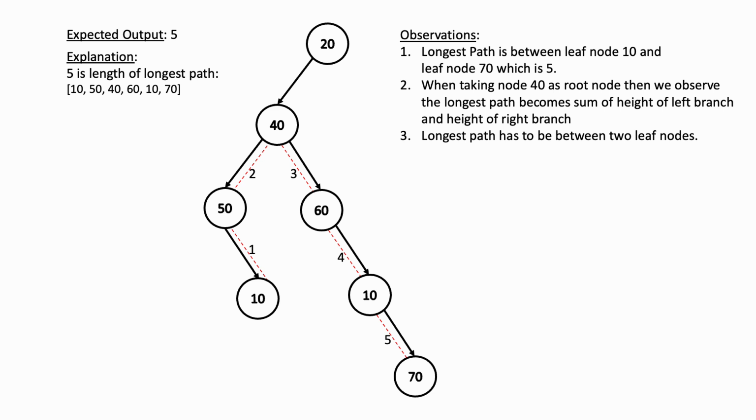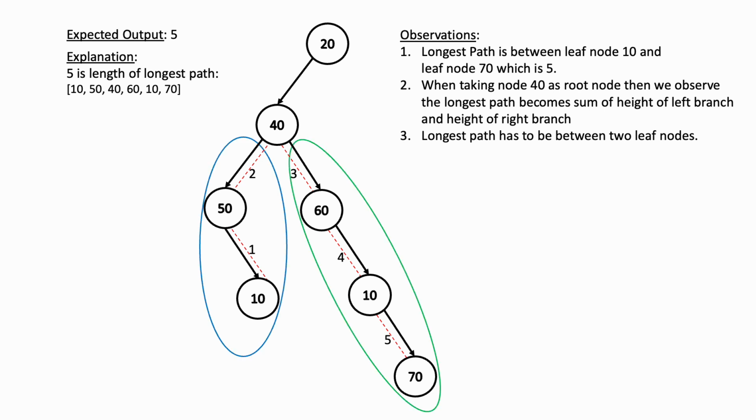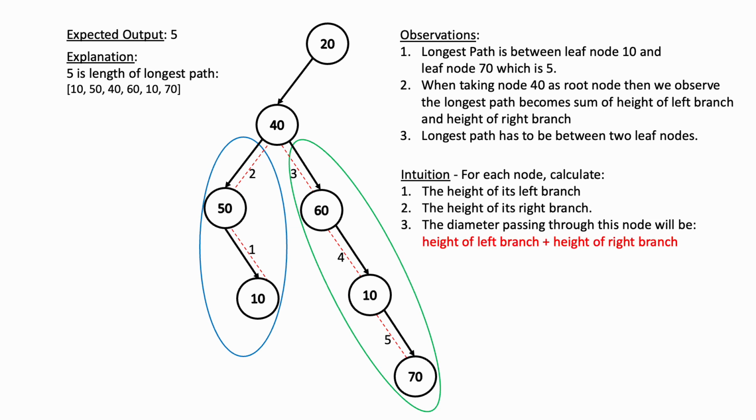When taking node 40 as the root node, we observe the longest path becomes the sum of the height of the left branch and the height of the right branch. The longest path has to be between two leaf nodes. The intuition based on these observations is that for each node, we need to calculate the height of its left branch and the height of its right branch. And then we calculate the diameter passing through this node, which will be the sum of the height of the left branch and the height of the right branch.